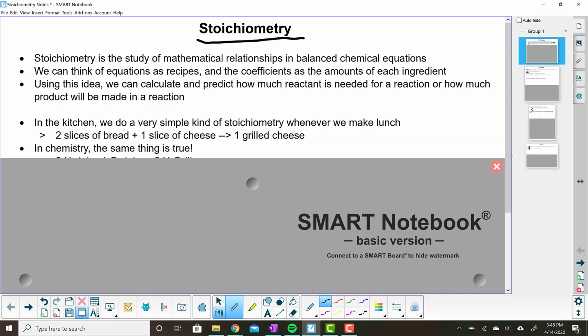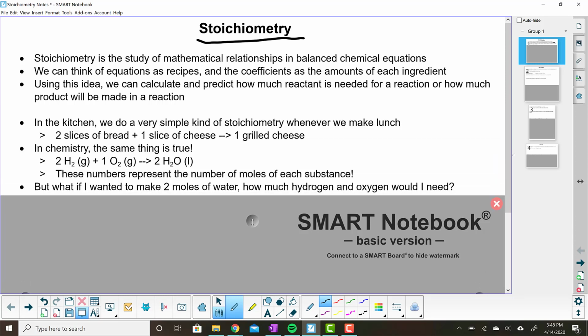So let's go back to this kitchen idea. In the kitchen, we do very simple stoichiometry whenever we make lunch. I made a grilled cheese: 2 slices of bread, 1 slice of cheese gives me 1 grilled cheese. In chemistry, it's the same recipe, guys. We've got 2 hydrogens, 1 oxygen, and it gives me, this time, 2 water molecules. But these coefficients just tell us how much of everything we need to make the reaction happen, to make the meal, to make the batch of cookies.